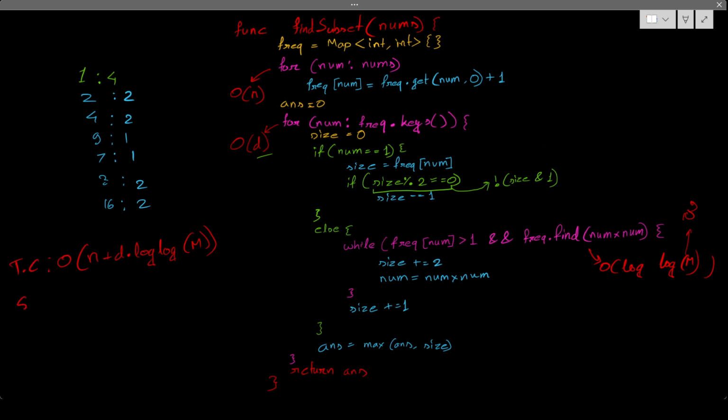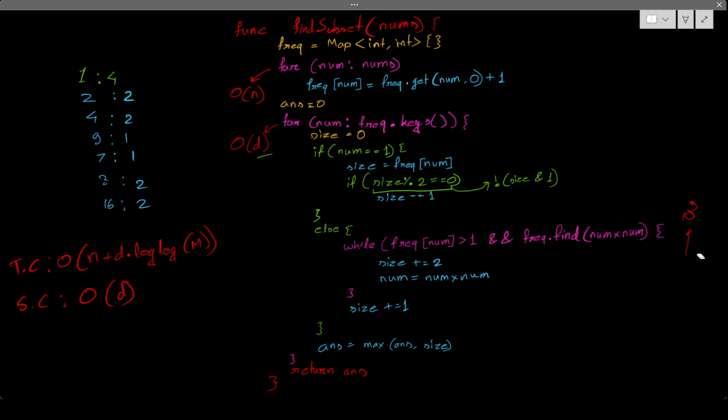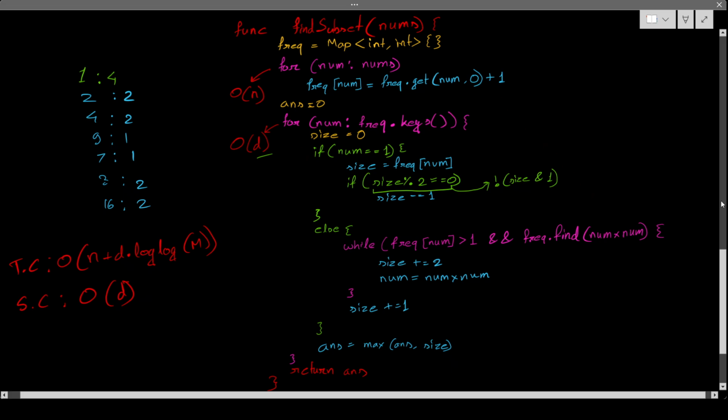Space complexity: we are taking extra space of big O of d, because we are storing the unique items with their counts. That's why I named it d, because I have to store the distinct items. So this is a very good problem. It's actually a good mathematical solution, you can also think about it. Hope you understand.